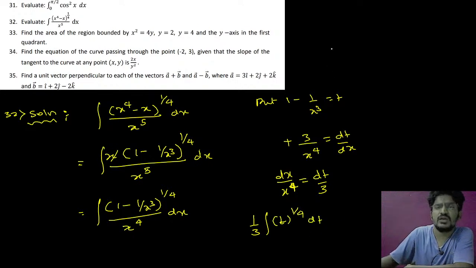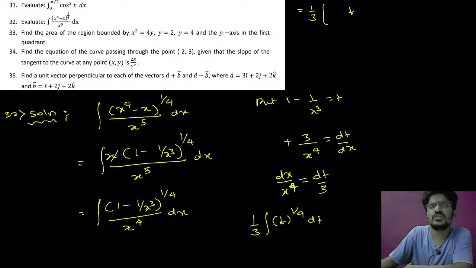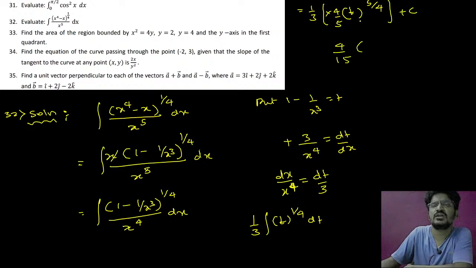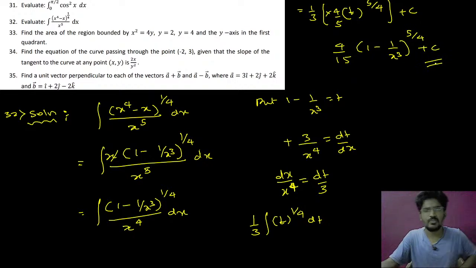So that will be equal to 1 by 3 into t to the power of 1 by 4 plus 1, that is 5 by 4, multiplied with 4 by 5, plus c. So that will be 4 by 15, t is 1 minus 1 by x cube, whole to the power of 5 by 4, plus c. This is your answer. So 1 by 4 plus 1 is 5 by 4, therefore you can write it as 4 by 5.